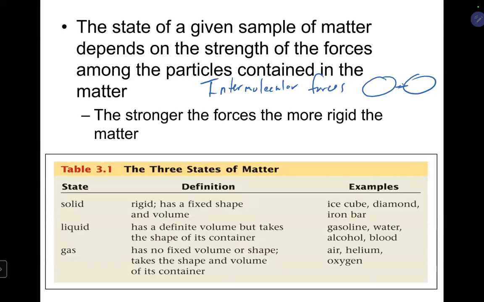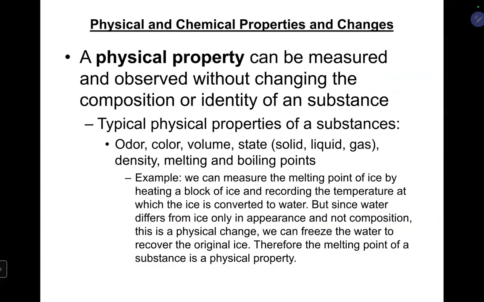So let's talk a little bit about physical and chemical properties. A physical property is basically one that can be observed without changing the identity of a substance. Typical physical properties are things like odor, color, volume. The state is a very common physical property. Is it a solid, a liquid, a gas? Density, melting points, and boiling points.